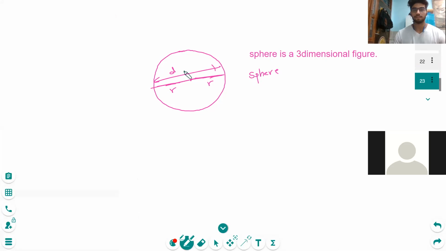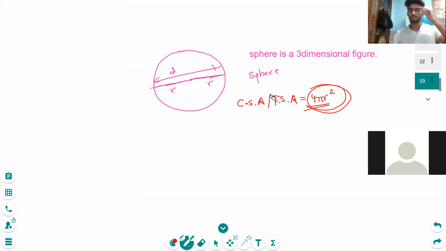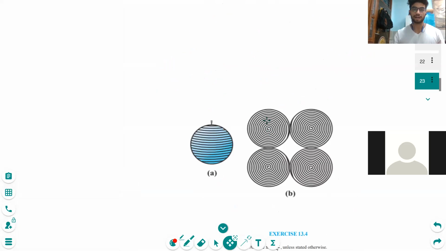Okay, so the curved surface area and the total surface area for a sphere are the same. Okay, bachcho. There is no curved surface area because there is no top and bottom. It's the same figure actually. That's why the total surface area and the curved surface area are both 4 pi r square. Now we can actually derive why it is 4 pi r square. I'm just going to tell you, and you have to imagine these things.